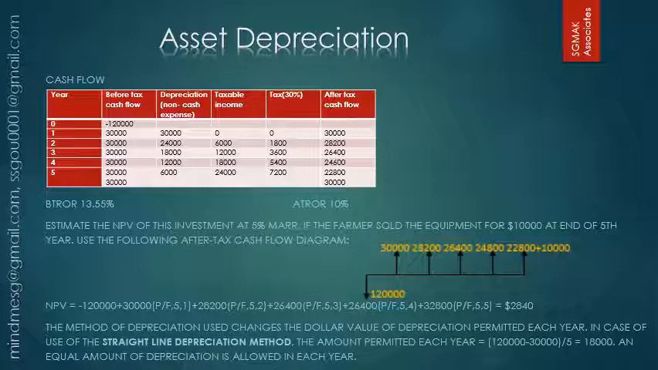The method of depreciation used changes the dollar value of depreciation permitted each year. Now, in case of the straight line depreciation method, we have a uniform amount of depreciation each year, which is simply the initial cost minus the salvage value divided by the useful life, which happens to be 18,000. That's $18,000 every year.